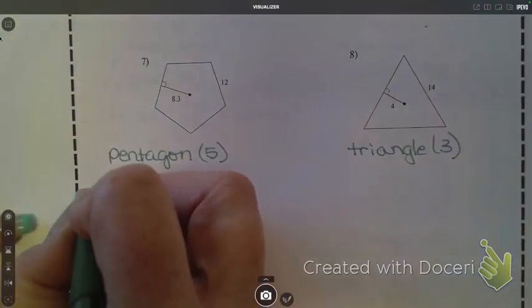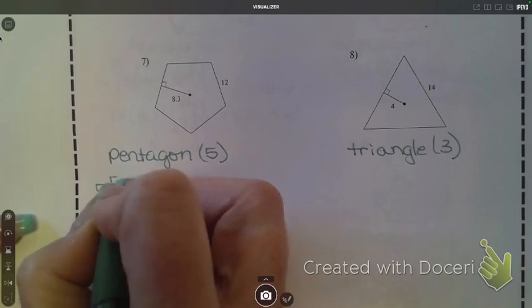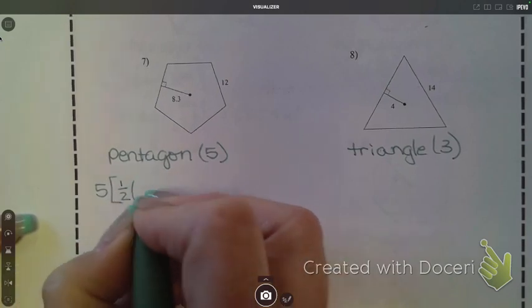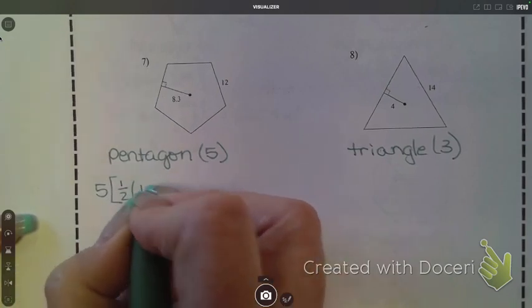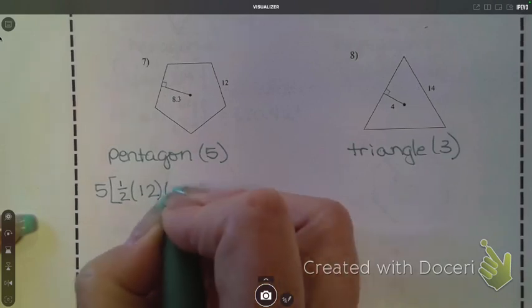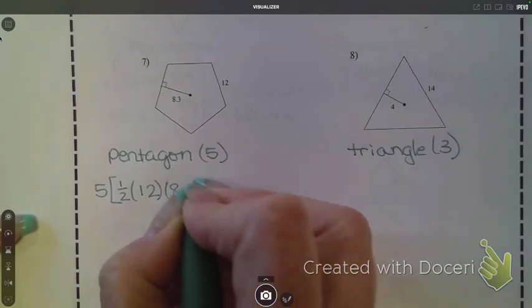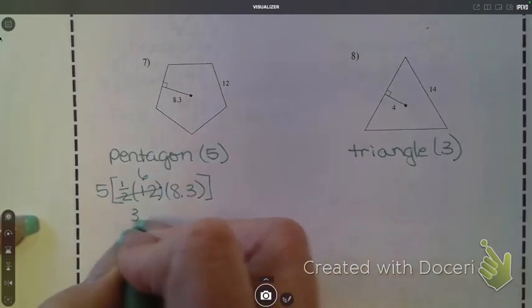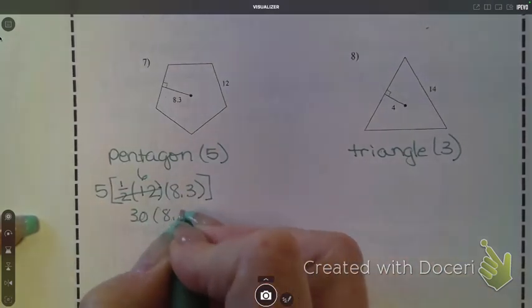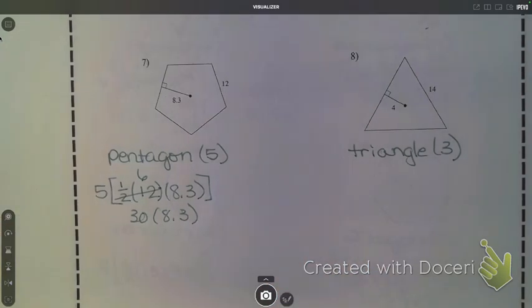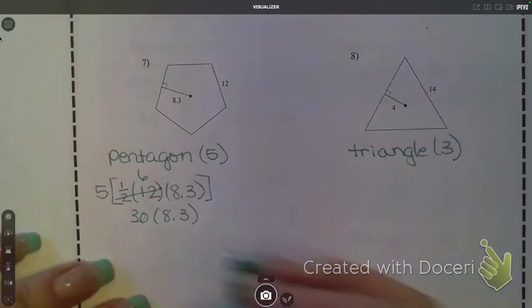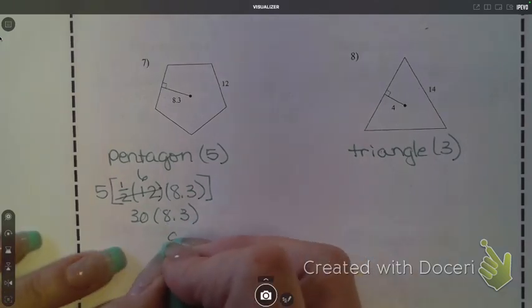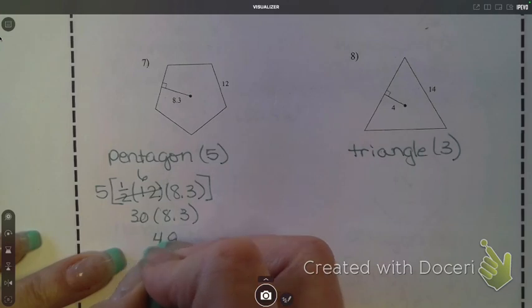Next. 5 times 1/2. See, I'm putting what I'm going to take half of next to it. But it doesn't matter again. Nope, because this would be 6, this would be 30. Can I make the multiplication really hard? Yeah. Can I make it easier sometimes? Yeah. So this one would be what? 9, 4, 2, 249.